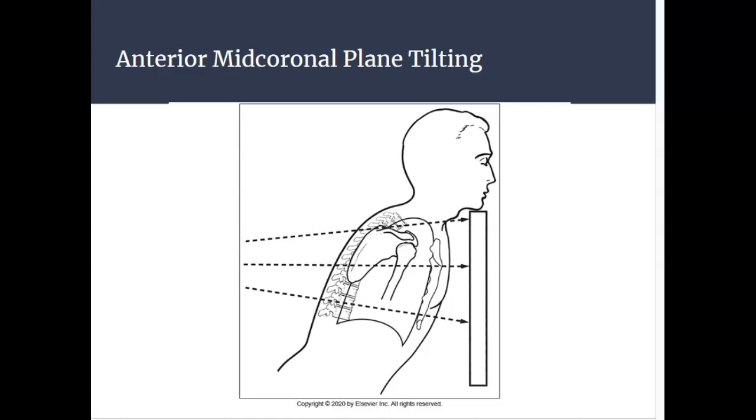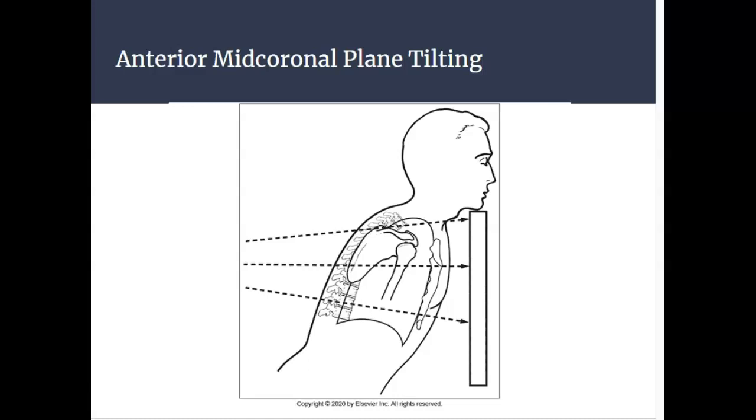Mid-coronal plane tilting generally occurs when you have a female with pendulous breasts or patients with protruding abdomens. They will either tilt forward to hold on to the board, or they will tilt posteriorly, just depending on their anatomy. In the first image here, we have an example of anterior mid-coronal plane tilting. That is when the superior mid-coronal plane is tilted anteriorly.